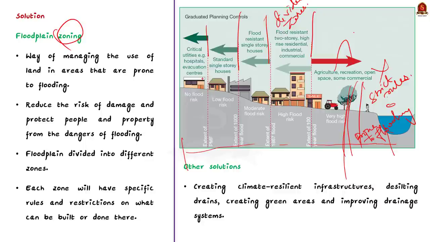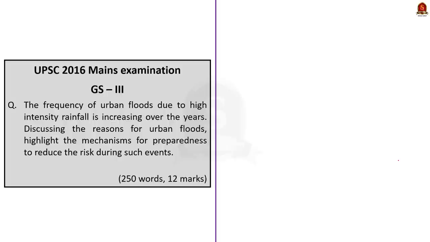In addition to floodplain zoning, steps like creating climate resilient infrastructure, desilting drains, creating green areas and improving drainage systems can also help reduce the risk of flooding. So in conclusion, we can say that although natural hazards like flooding will continue to happen in the future, by taking proper steps, we can prevent these hazards from turning into a disaster. That's all regarding this news article.